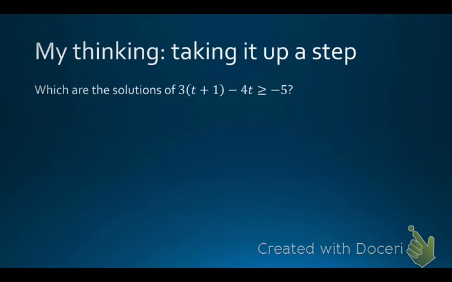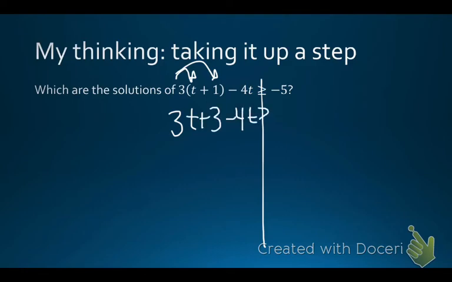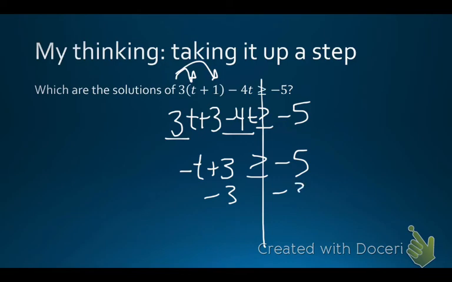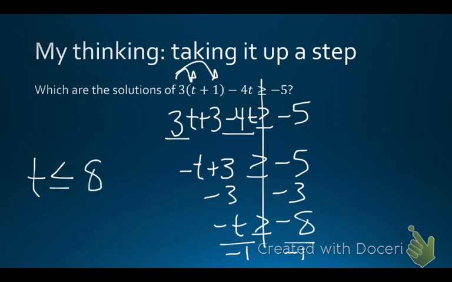All right, so again, we're going to solve this just like we would solve a multi-step equation. So first, line down the middle, and I distribute. So I get 3t plus 3 minus 4t is greater than or equal to negative 5. Then I combine my like terms. So I get negative t plus 3 is greater than or equal to negative 5. Subtract 3 from both sides. Negative t is greater than or equal to negative 8. Divide by negative 1. T is less than or equal to positive 8. Okay, so if I graph it and I have 8, I'm going to go less than that.